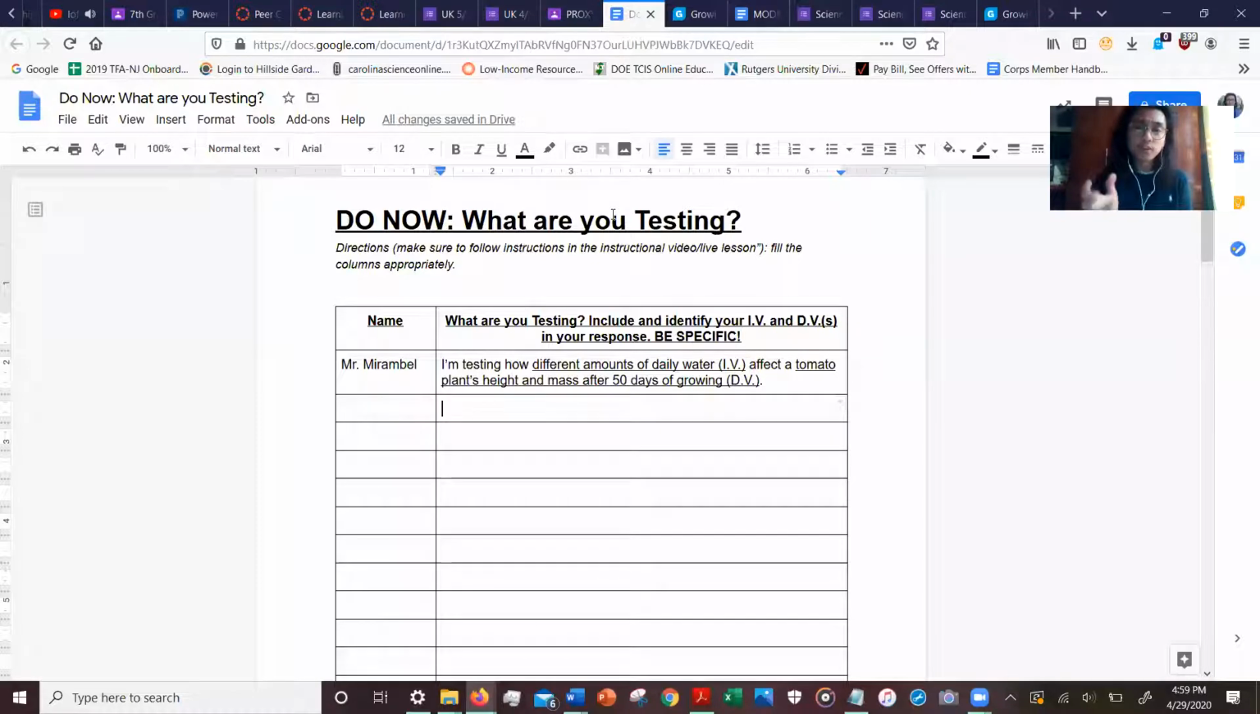Independent variable meaning the resource that you're changing on purpose, whether that means the amount of light or the amount of daily water or the type of plant, etc. And dependent meaning what you're actually measuring.